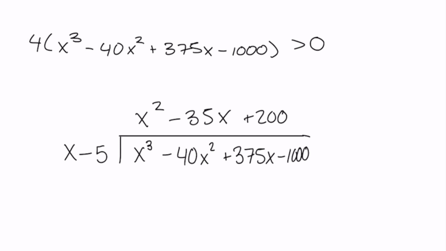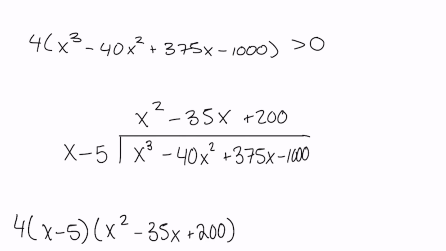Now that we have the remaining part of the polynomial, we can rewrite the entire equation for volume in terms of x in its newly factored form. So we have 4 and x minus 5 as factors, and then the remaining portion, x squared minus 35x plus 200, and this is all greater than 0.